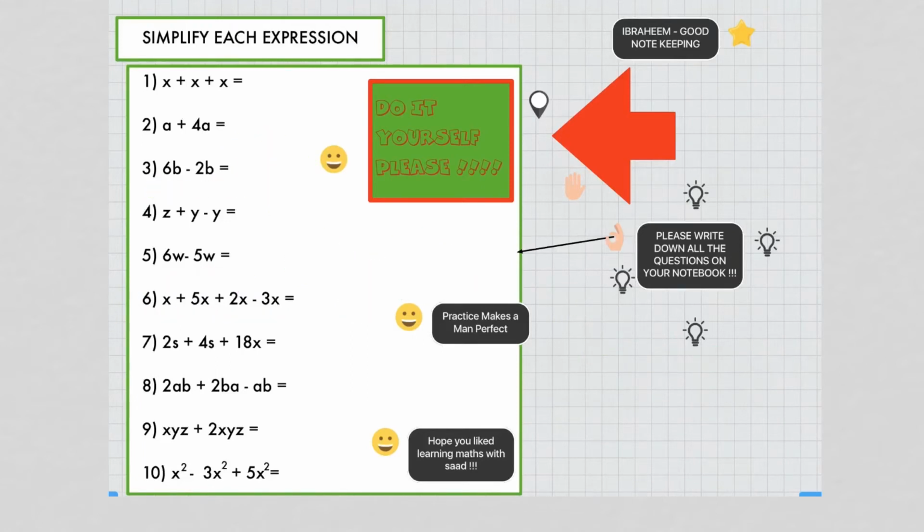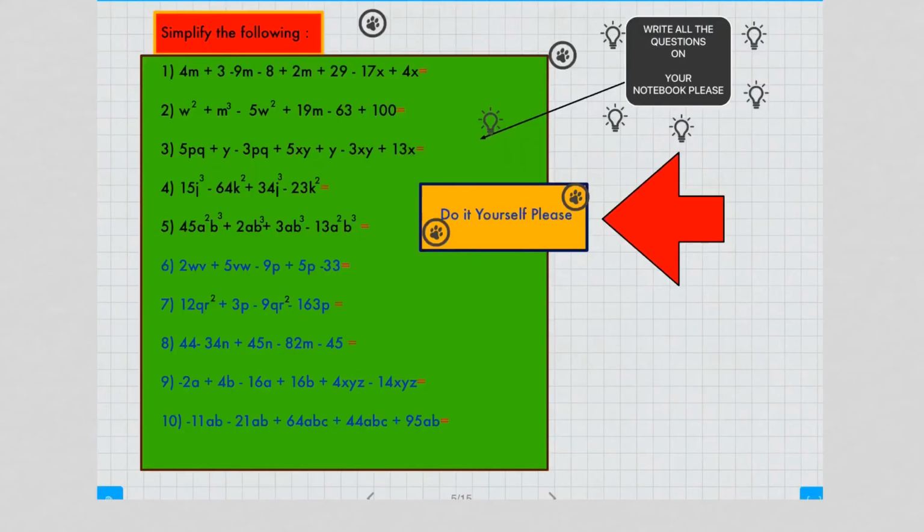So please do all these questions yourself. These are all with you, and then after that we're going to come on to a few more advanced questions. So the first thing you need to do is write all the questions in your notebook, and then start doing all the questions together.